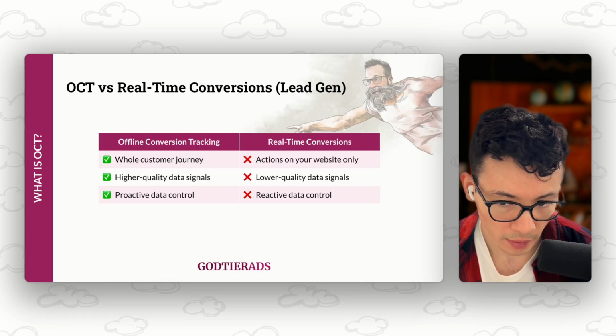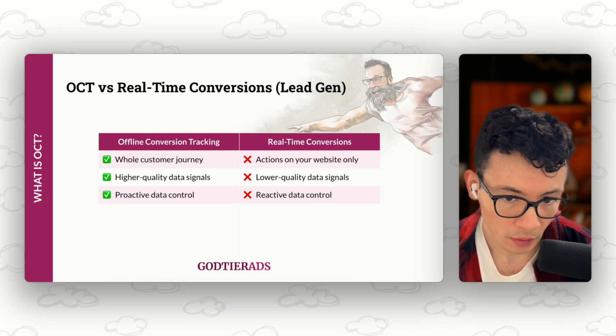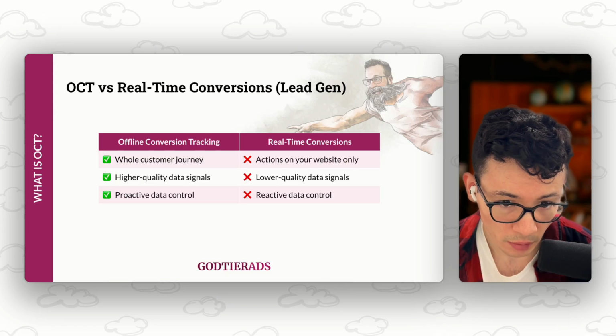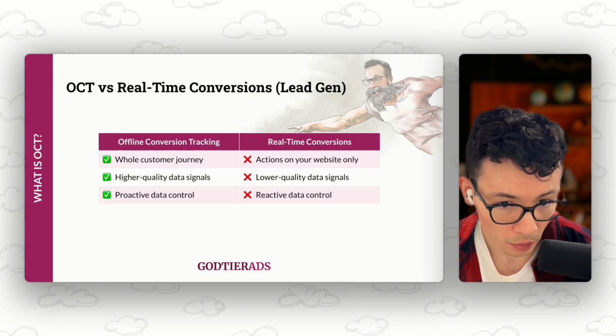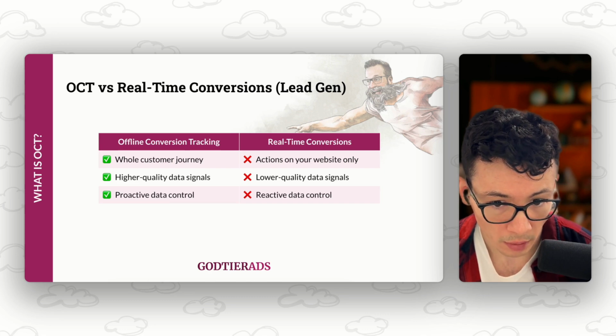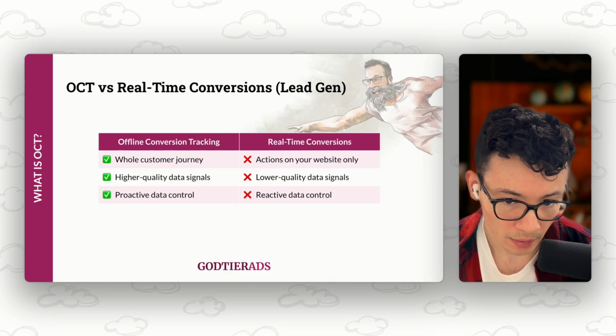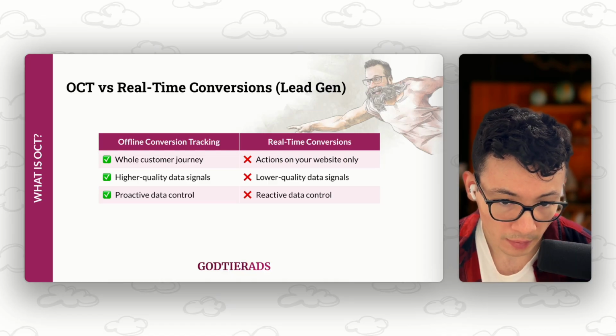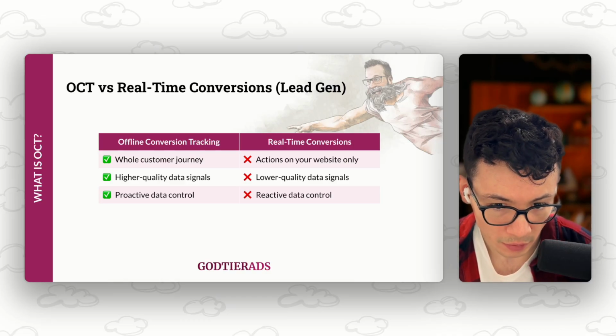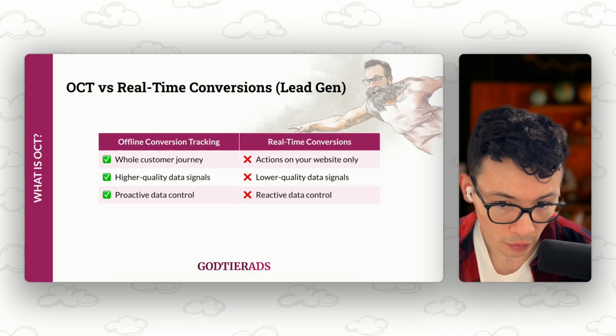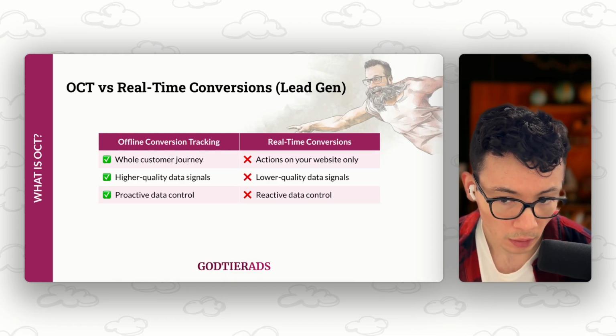Whereas with online conversion tracking, it can be a bit of a mixed bag. With real-time conversions, we can only track actions that happen on our website in real time. The quality of data is going to be much lower, which means Google has less quality data to optimize towards. And also it's reactive data control. What I mean by that is, let's say we get 100 leads that happen online. Sometimes we might see really poor quality leads that we don't want to send to Google, but it's already happened and it's already been sent to Google. So in order to remove that, we would have to use something called a conversion adjustment.